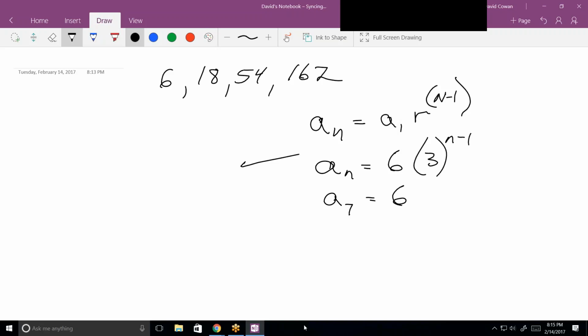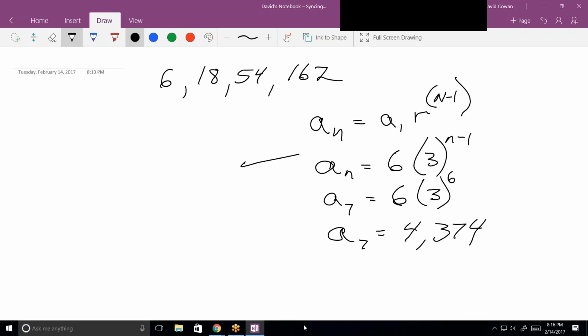Well, do I plug in 7 for n? Yes, that's why I wanted you to do it this way. Okay, so it'll be 6 to the third, and then 6 times 3 to the 6th power. Go ahead and come up with that number. So that'll be 4,374. Yeah, and that makes sense.